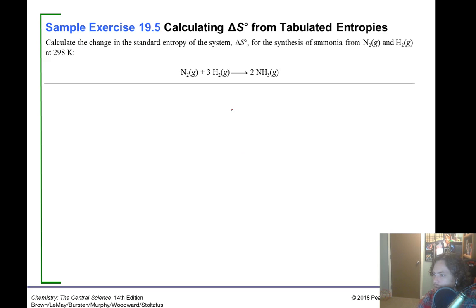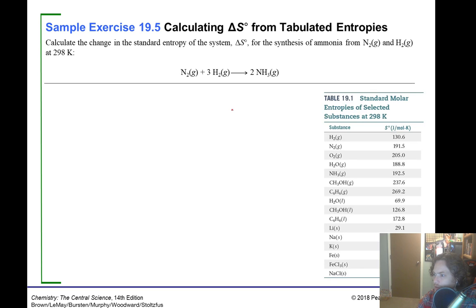Here's our practice problem. It says calculate the change in standard entropy of the system for the synthesis of ammonia from N2 and H2. This is the Haber process. So, change of entropy: we use these standard entropies. They have them here for us. Remember, products minus reactants. There's only one product, so we say 2 times the standard entropy of ammonia. We find ammonia, NH3. There you are, 192.5. So we say 2 times 192.5.